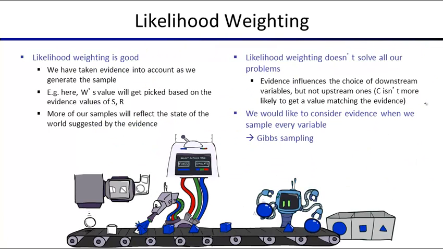All of this. Okay. We just saw why likelihood weighting doesn't solve all of our problems. Why? Evidence influences the choice of downstream variables only, not the upstream variables. You want the influence of the evidence to go upstream so that it helps you sample in a more meaningful way, rather than sampling from the prior before you knew about that. The solution to that for us will be Gibbs sampling.